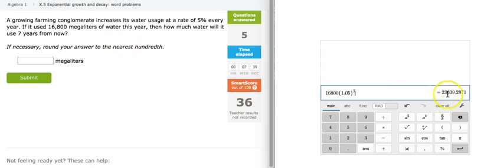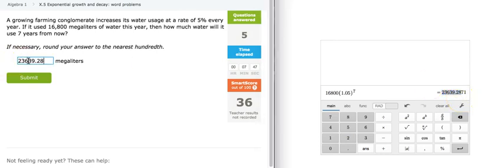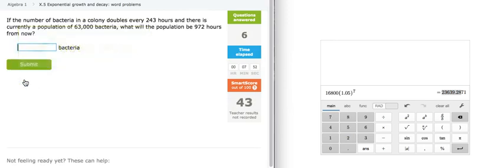Nearest hundredth. I'm just going to copy and paste. I really hope I can. That'd be cool. Ooh, that's going to be a 2.9, though. So make sure I delete that and put a 9 in there. Got him.